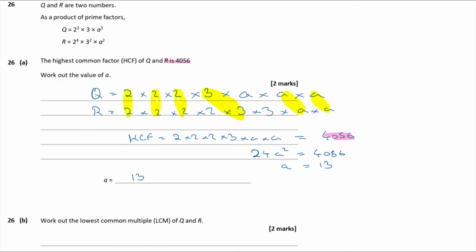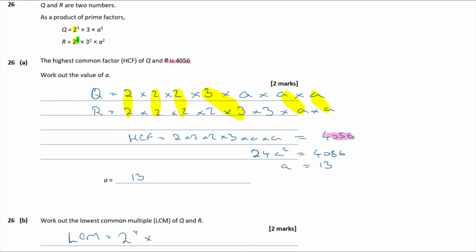Now, work out the lowest common multiple, LCM, of Q and R. The lowest common multiple of two numbers is every base that appears to the highest power that it appears. We've got a 2 in Q and R, but the highest power is going to be 2 to the 4, since we have 2 cubed and 2 to the 4.